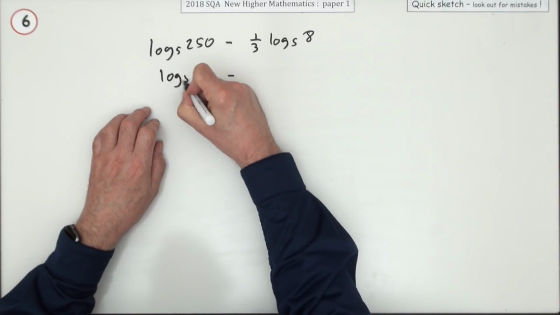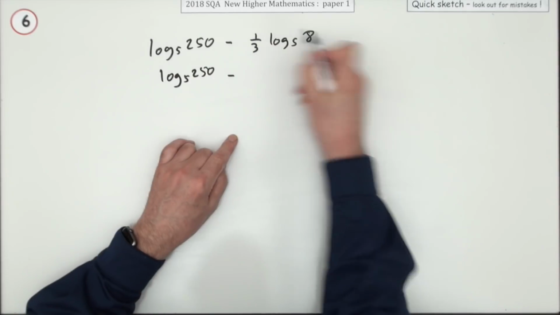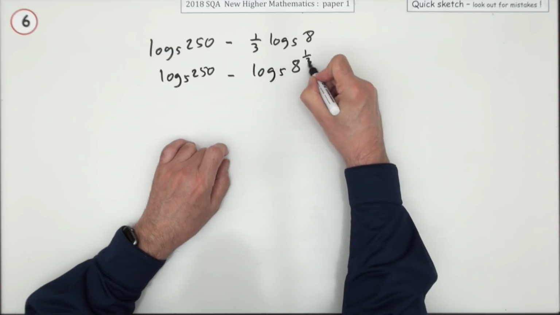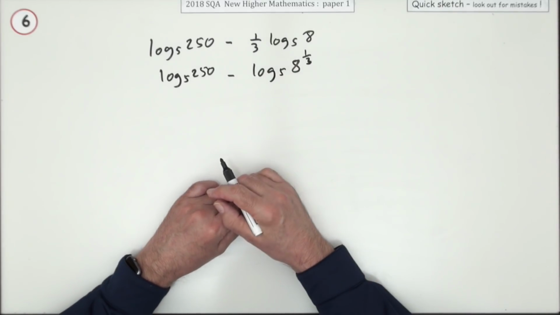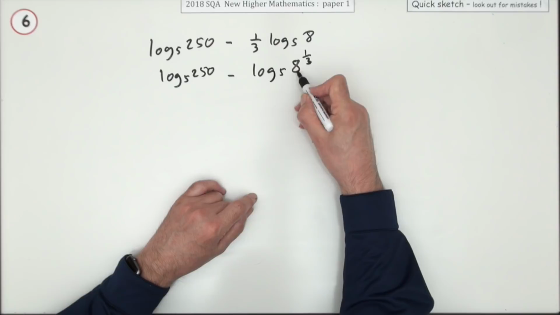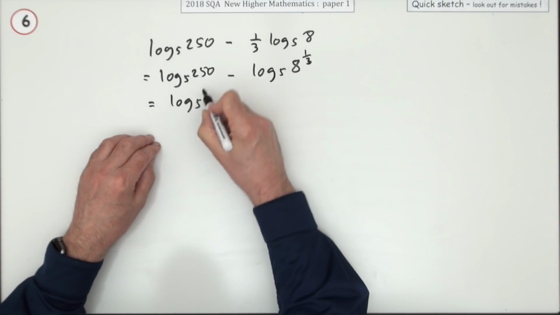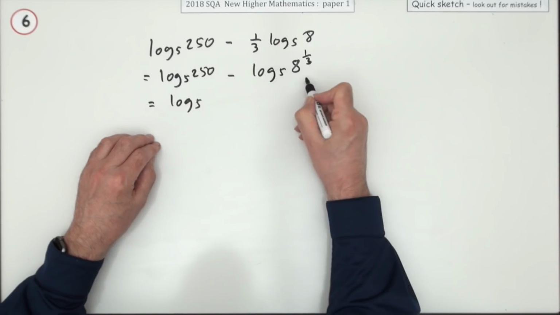But you won't be able to combine those logs, so you pop that inside. So that's log base 5 of 8 to the power a third. That'll be the first mark. Now 8 to the power a third, the cube root of 8, is just 2. So that means it's actually equal to log base 5 of 250 minus log base 5 of 2.